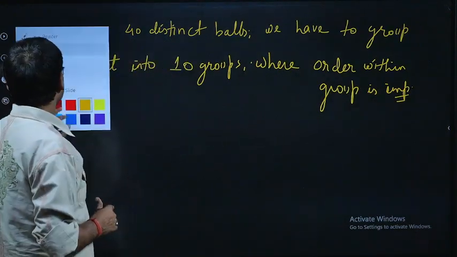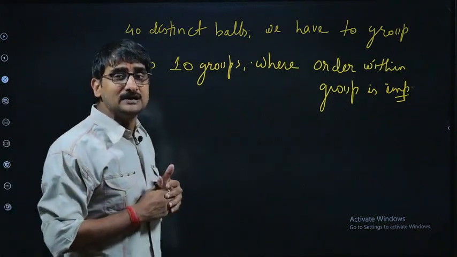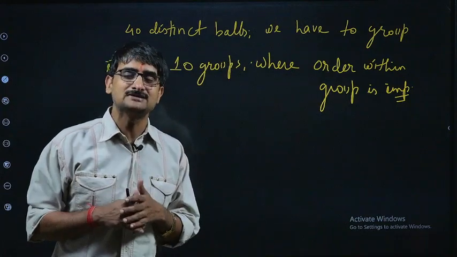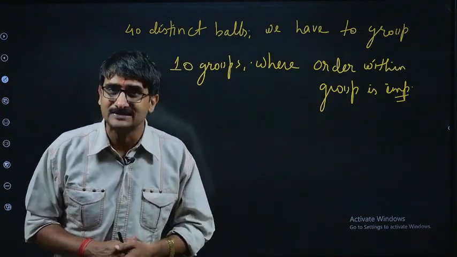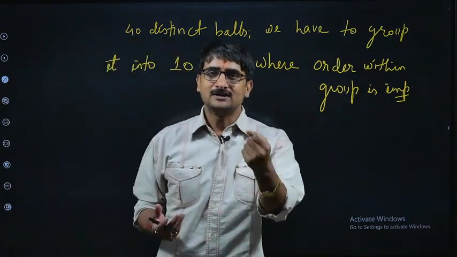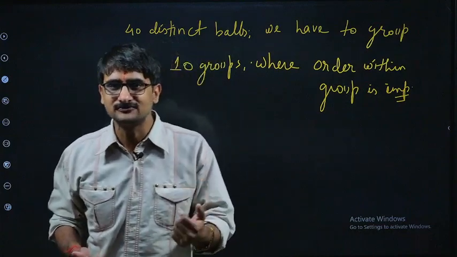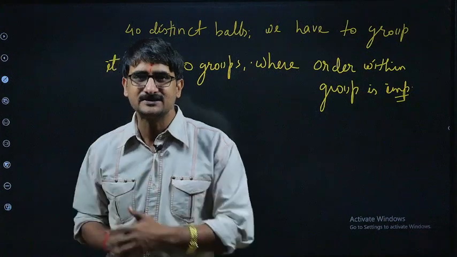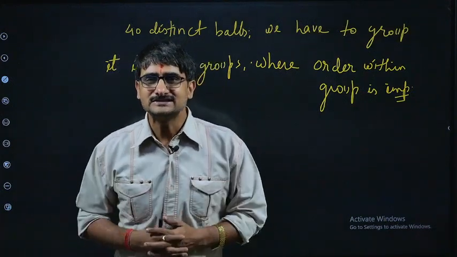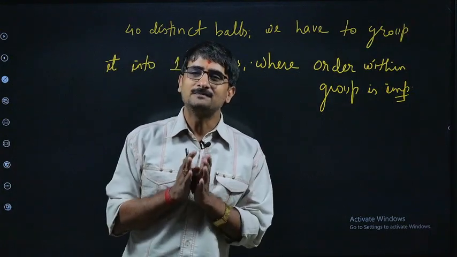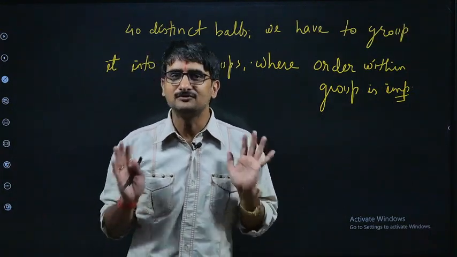Now, if we have to group 40 distinct balls or objects into 10 groups, of course no group can go empty, otherwise that group is not formed. Like in a class there are 40 students and you are asked to form 10 groups, and you just form 9 groups and say I didn't keep any person in the 10th group, what will your teacher say? Will they accept it as a 10th group? No. So grouping means you can't keep any group empty.